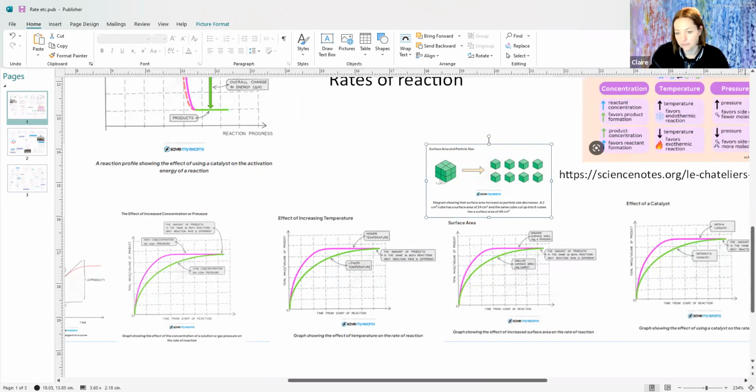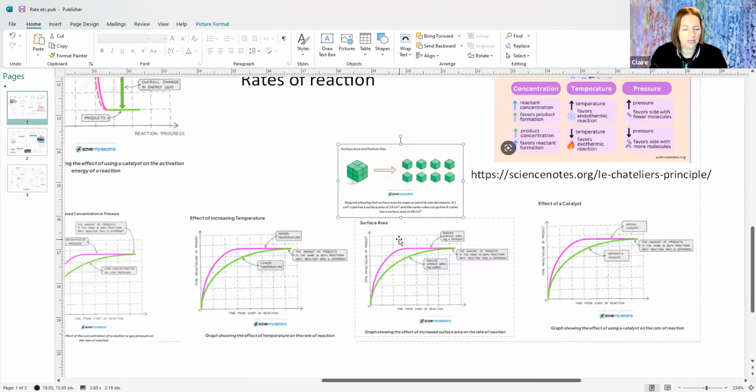Surface area. This is also another aspect of the rate of reaction practicals you might do. You might do hydrochloric acid with marble chips and then as powder, so you're increasing the surface area. That is basically showing that the more surface area, the more likely there is going to be a reaction, because you're exposing more of the reactants that are going to react.